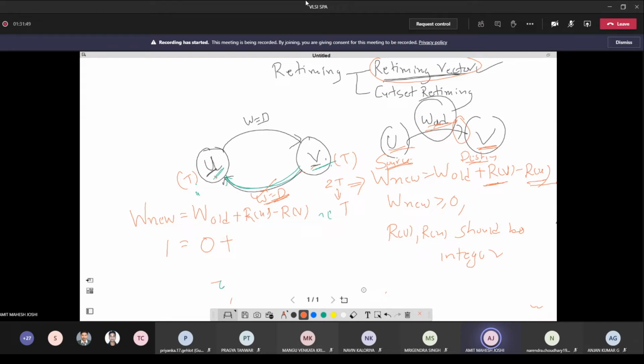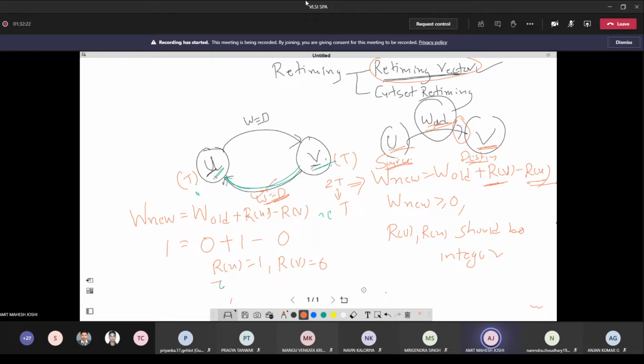Now I need to assume RU and RV to satisfy this equation. RV and RU can be any integer. So let's consider RU is equal to 1 and RV equal to 0. Then this equation will be satisfied.